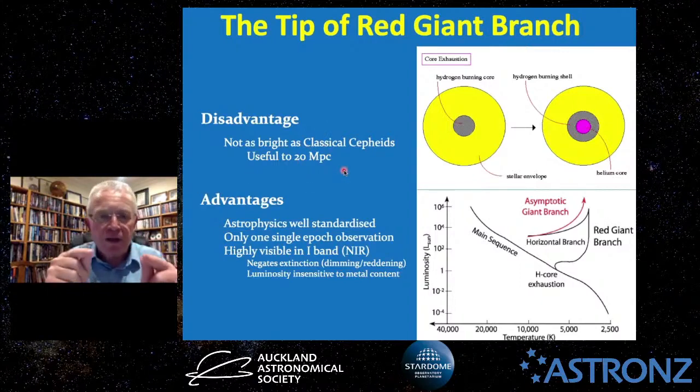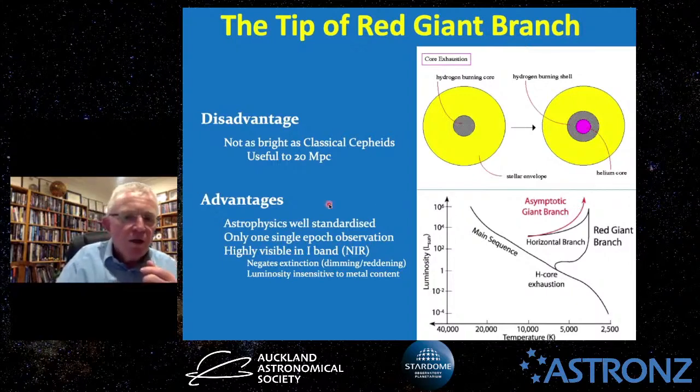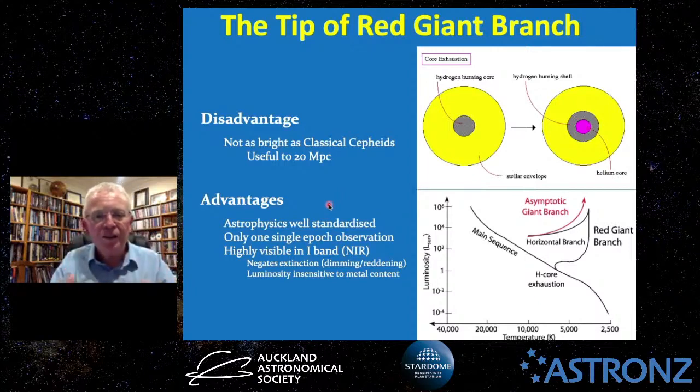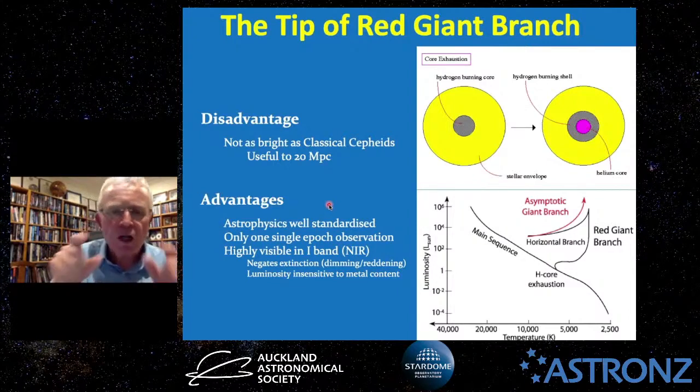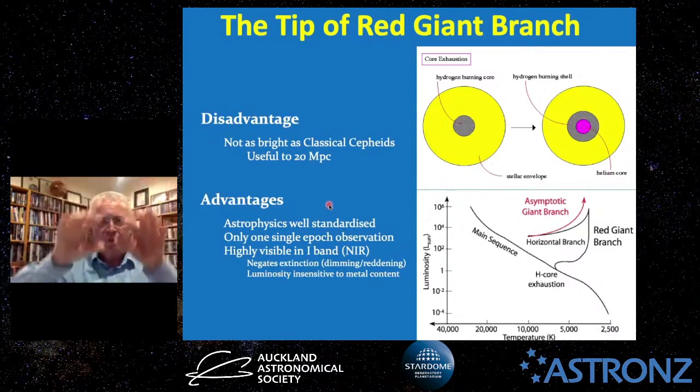But there are a lot of advantages. The astrophysical process going on inside them is well understood and well standardized. So that absolute luminosity in the I band of about minus 4 is pretty reliable. You only need a single observation of that star cluster to get all your data. Remember we talked about Cepheids, you've got to get a whole series over many days, weeks and months to get a decent light curve, which errors creep into. So you only have to take one shot of that galaxy or cluster and measure the brightness of all those stars.